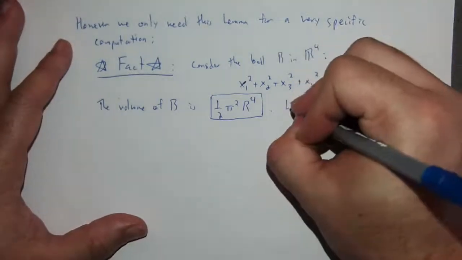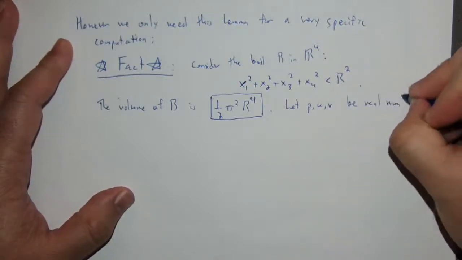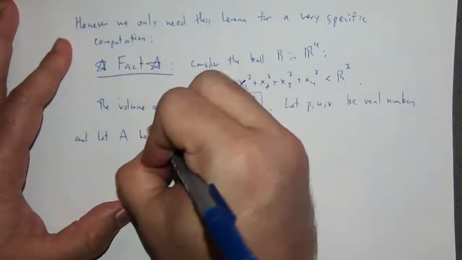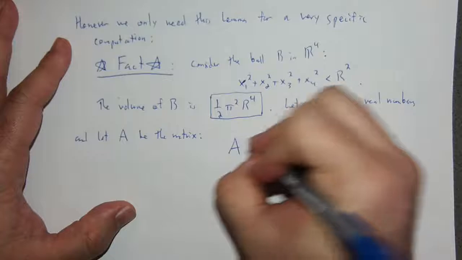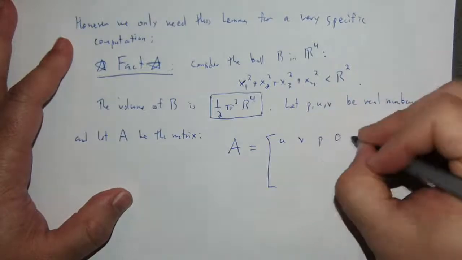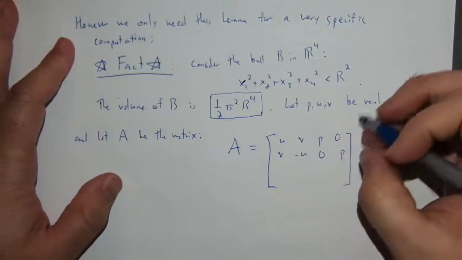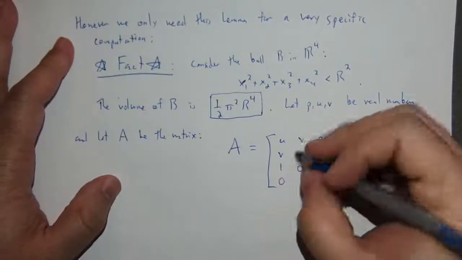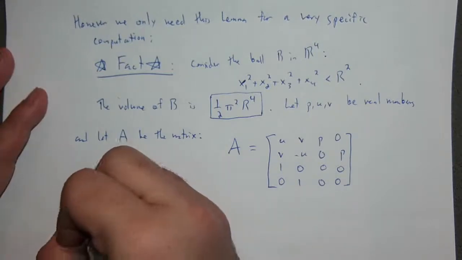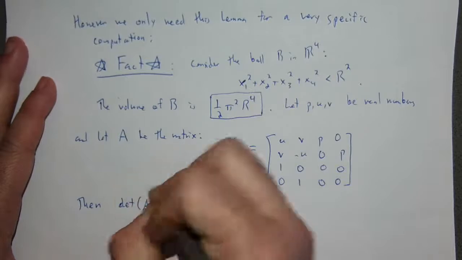All right, so let P, U, V be real numbers, and let A be the matrix given by reading row-wise U, V, P, 0, V, minus U, 0, P, 1, 0, 0, 0, 0, 1, 0, 0. Okay. Then, as can be computed by judiciously using a cofactor expansion if you like, the determinant of A is P squared.